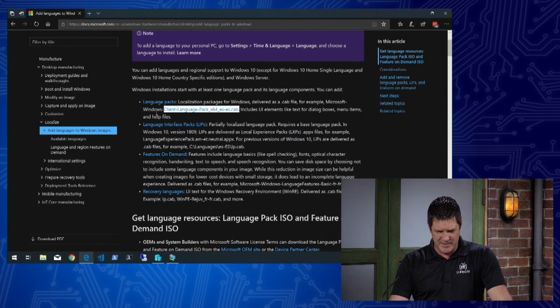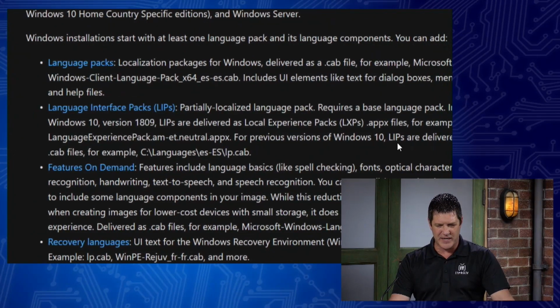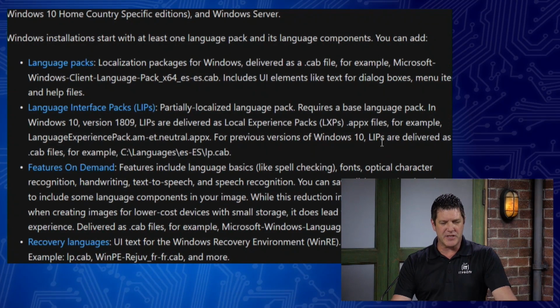For example, they give you the example here of Microsoft Windows Client Language Pack, ESES. So that'd be Spanish from Spain, I believe, .cab. There's also these, and let me zoom in if you can see that a little bit. I know that's a little small there. There are language interface packs, or LIPs, as they like to call them. These are partially localized language packs, and they require a base language. For the exam, that's really what I want you to understand, is that a LIP is a language interface pack, and it's partially localized.